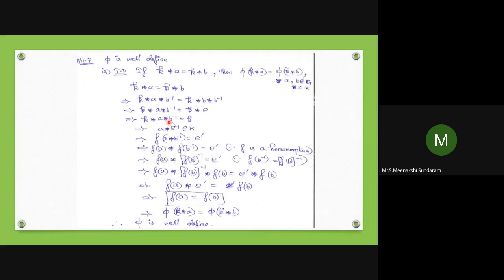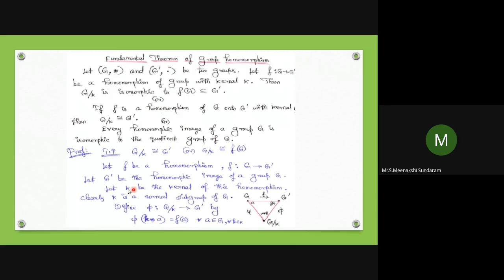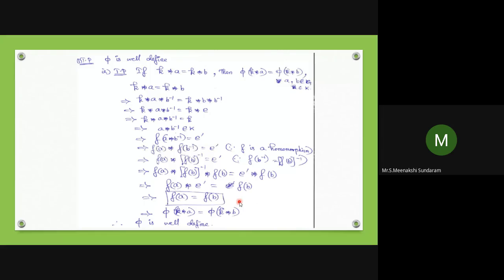So K star a star b inverse equals K. Automatically, this is the definition of a normal group. K star a star b inverse equal to K means we can write a star b inverse belongs to capital K. That element a star b inverse is in K, because K is a normal subgroup, as stated previously: K is the kernel, a normal homomorphic image of a group. So a star b inverse belongs to K. All elements in K are mapped to the identity in the codomain. So f of a star b inverse equals e dash. Okay, this is a homomorphism; we have said f is a homomorphism. So f of a star f of b inverse can be separated.